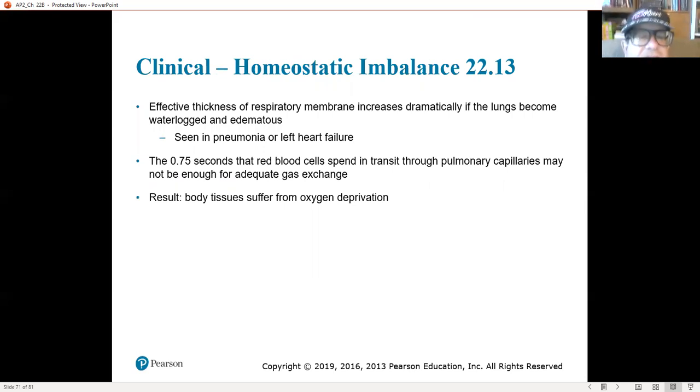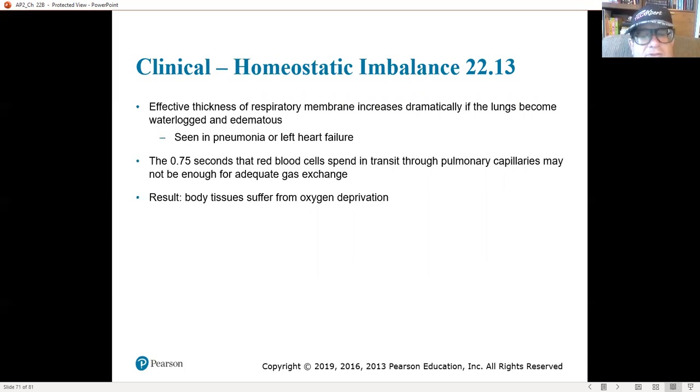It says the thickness of the respiratory membrane increases dramatically, and that means it gets less good at transferring oxygen. If the lungs get waterlogged, or if you get edema, this is seen if you have pneumonia or failure in the left side of your heart.